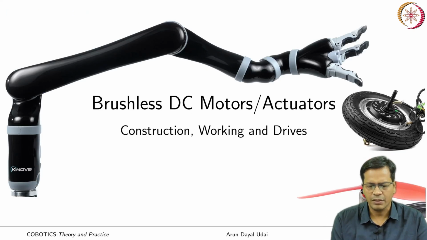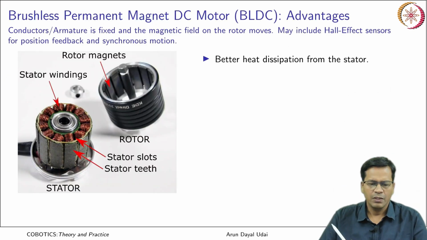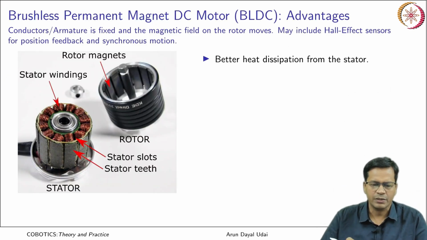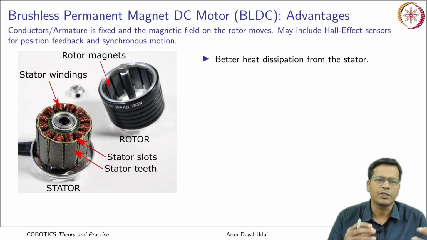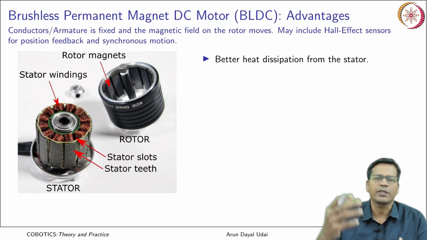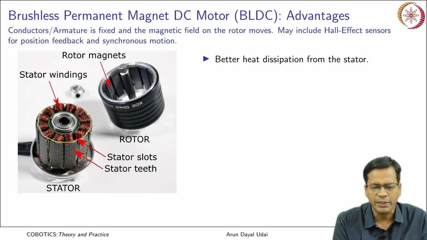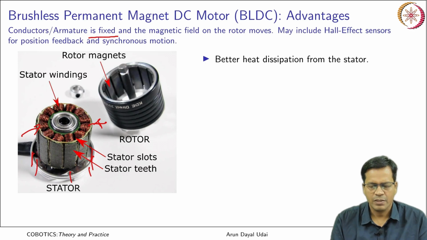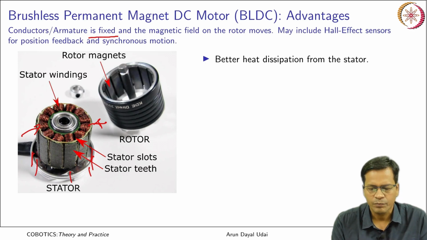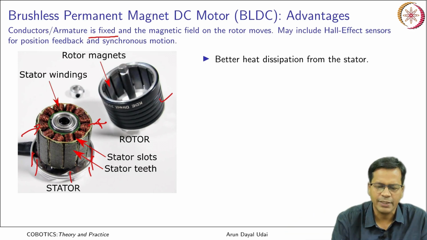So, let us continue with BLDC motors and actuators. We will discuss construction, working and drives. As such, there is a significant difference between the way a BLDC motor is constructed as compared to the DC motor that we discussed in the last lecture. The conductors and the armature are fixed. Here you see these copper coils, that are fixed and stationary and mounted permanently to the stator. And you have a rotor, that is the armature, that contains the magnets.